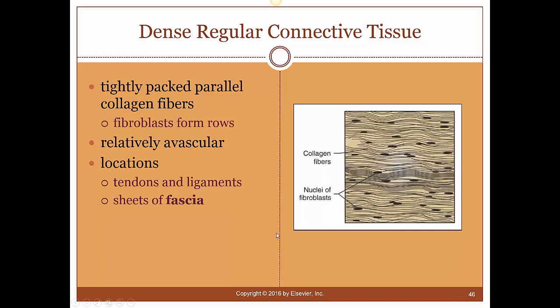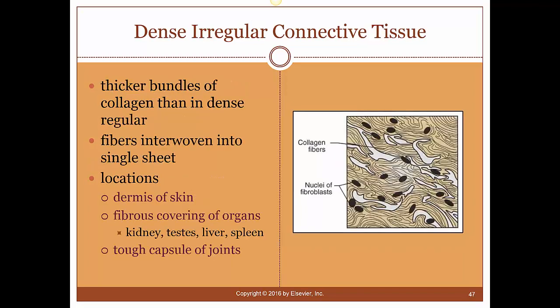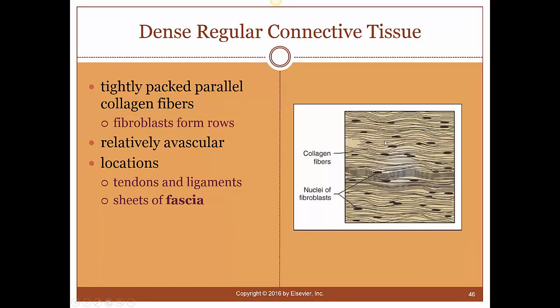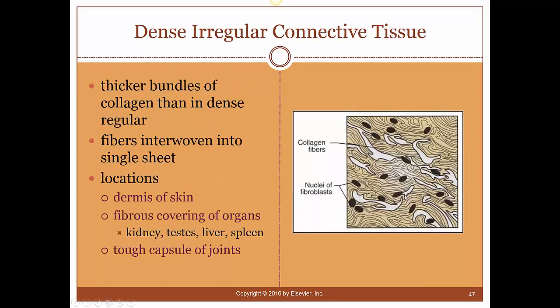There's actually way more blood flow in something like bone than you'll ever find within dense regular connective tissue. Dense irregular connective tissue, on the other hand, is highly vascular. And the main thing to look at with these fibers right here is they all are running in a different direction. Whereas up here on this page you can see they're all running in one direction, dense irregular runs in many different directions.